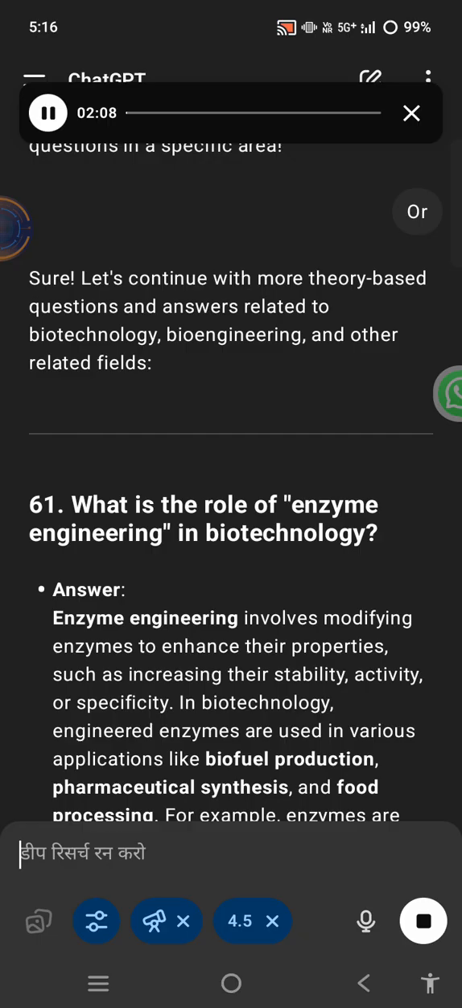34. What are CRISPR-Cas9 gene editing technologies and how do they work? Answer. CRISPR-Cas9 is a revolutionary gene editing technology that allows scientists to make precise changes to DNA within living organisms. CRISPR, clustered regularly interspaced short palindromic repeats, works by using a guide RNA to direct the Cas9 protein to a specific location in the DNA.